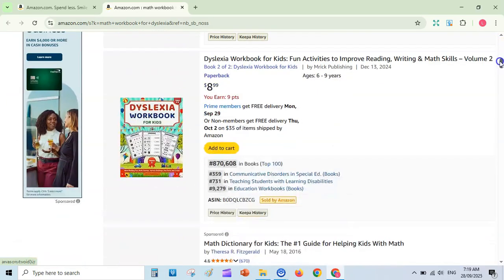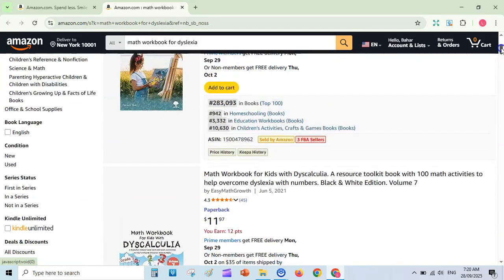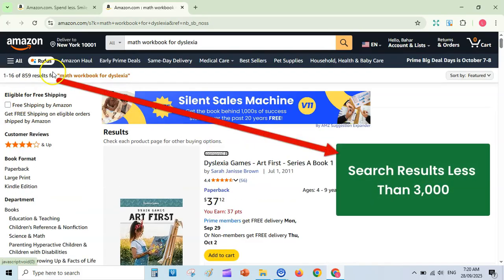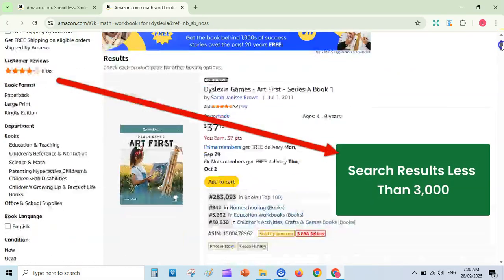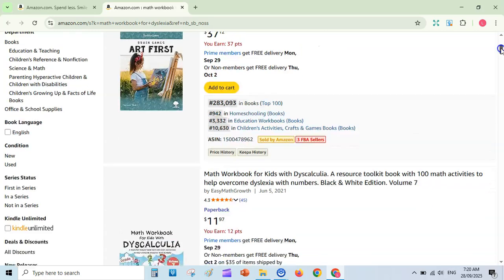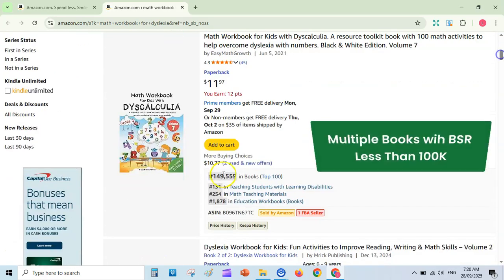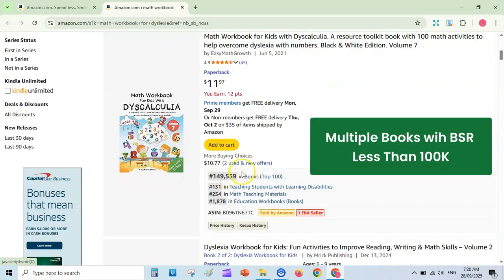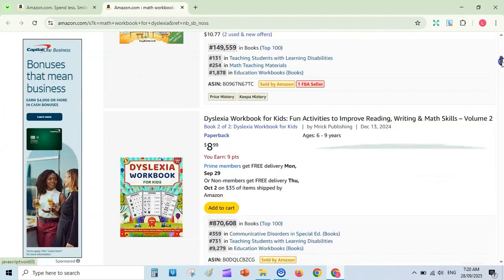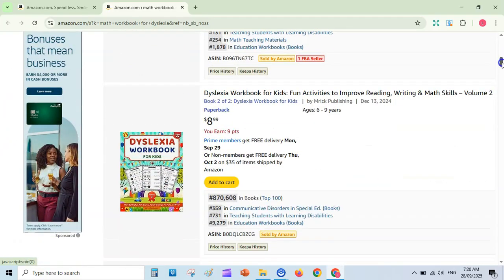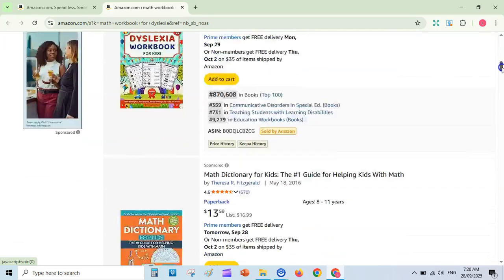The next book is Dyslexia Workbook for Kids. It is also not selling, very high BSR. We are always looking for a BSR less than 100k. So this would be your second criteria. First one should be search results less than 3000, and the second criteria, you are looking for multiple books on the first page with BSR, that is bestseller rank in books, less than 100,000. If the BSR is less than 100,000, it means the book is selling at least one copy a day.